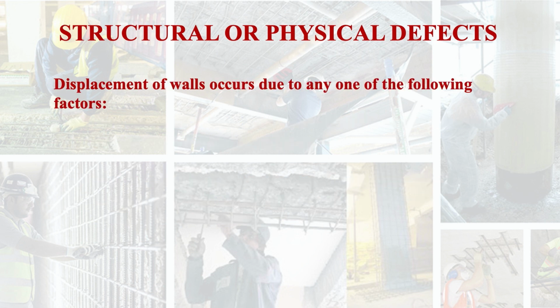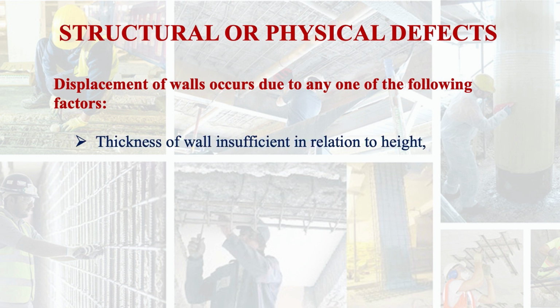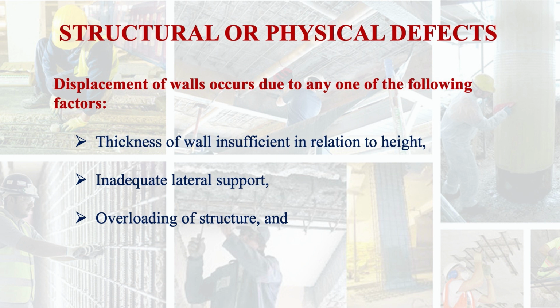Displacement of walls occur due to any of the following reasons: thickness of wall insufficient in relation to height, inadequate lateral support to the wall, overloading of structure, and finally vibrations from heavy traffic or machines.